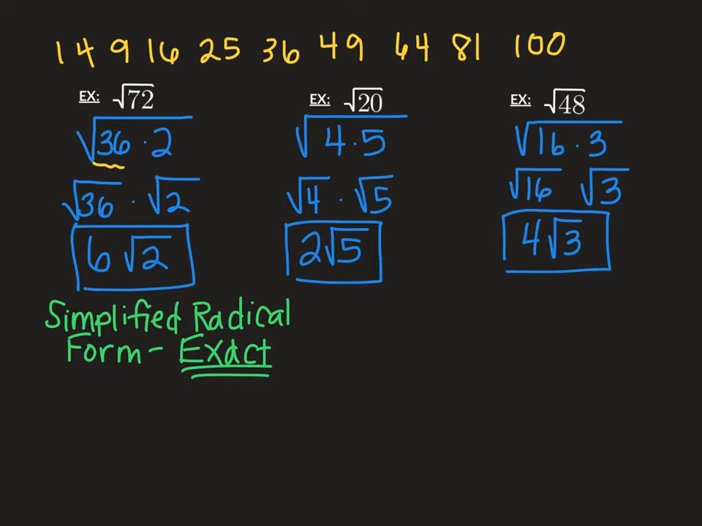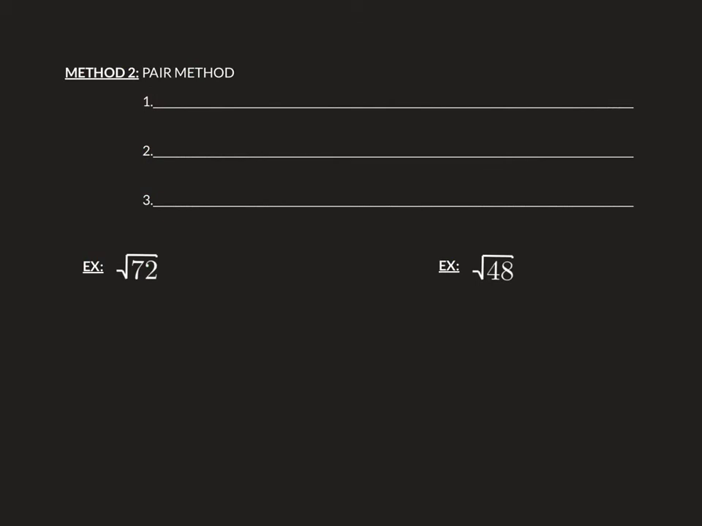Most of the time, oops, I went backwards. I did not mean to do that. Hold on. Okay, so method 2 is a useful method if, for some reason, you cannot think of a perfect square that goes into your number, or you're just hung up on it and you just need to start working on it.